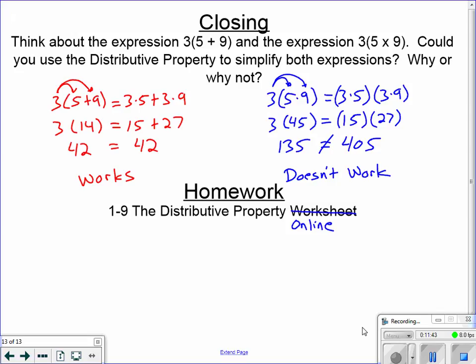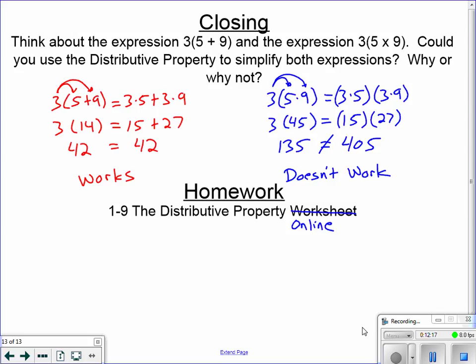Lastly, to close out, it's asking you to think about the expression 3 times the sum of 5 plus 9 and the expression 3 times the product of 5 times 9. Could you use the distributive property to simplify both expressions? Why or why not? We're just going to do these and see what happens. If we use the distributive property on 3 times the sum of 5 plus 9, you can see that it works out. We get the same answer on both sides.